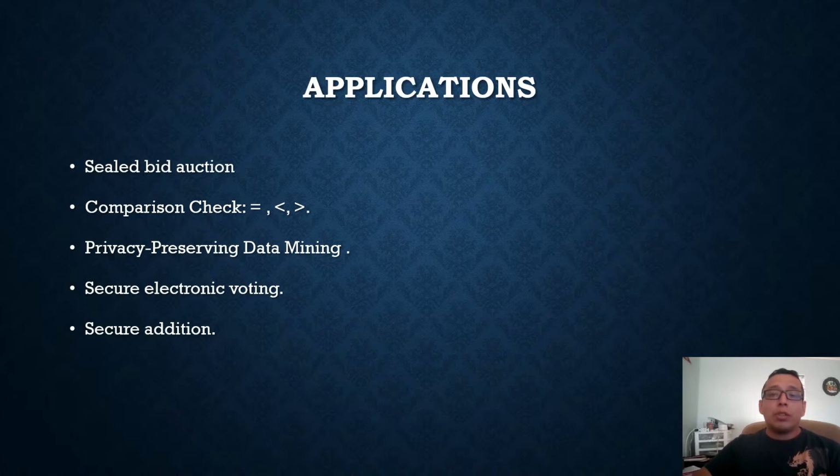We also have secure electronic voting, which is to determine the total amount of votes without revealing what the voters have chosen. And secure addition is to obtain the total sum of secret values without revealing these values. We will have an example of it.